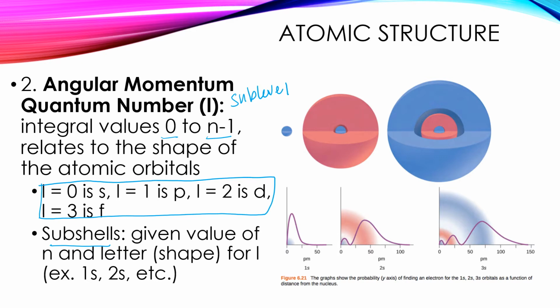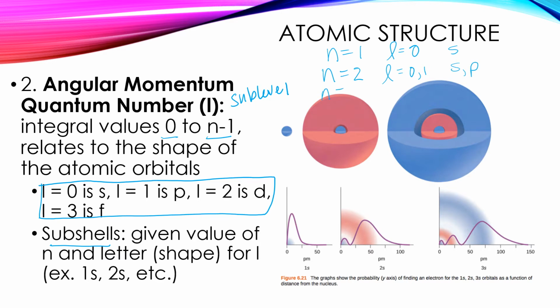So for principal energy level n equals 1, l can only be 0 to n-1. So 1 minus 1 is 0. So the only angular momentum number is 0. An l of 0 is an s orbital. So on our first principal energy level, we only have an s orbital. On n equals 2, l can be 0 or 2 minus 1, which is 1. So that corresponds to an s and a p orbital.